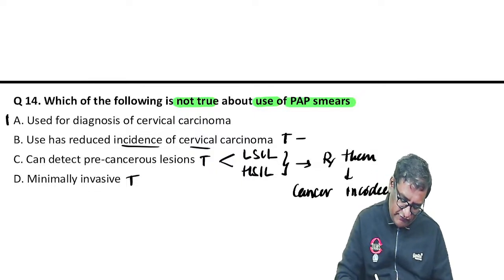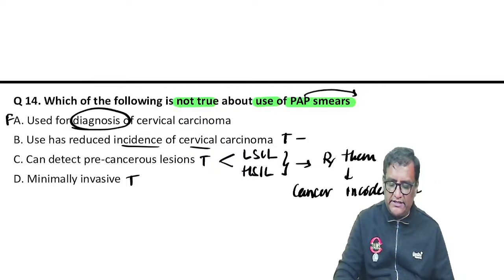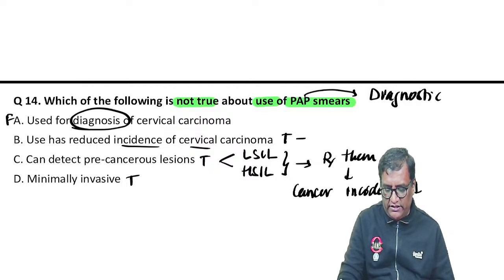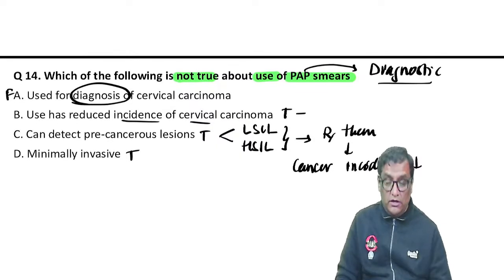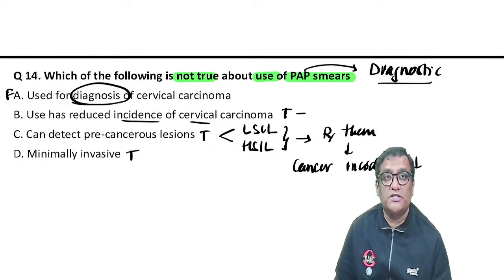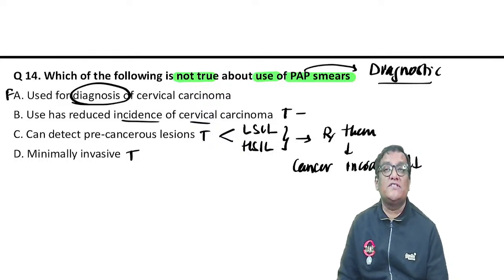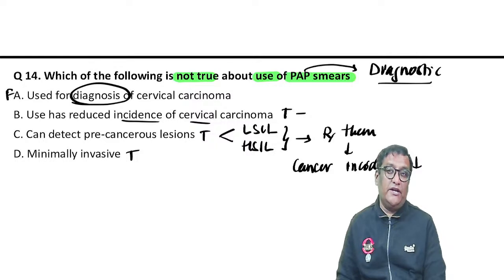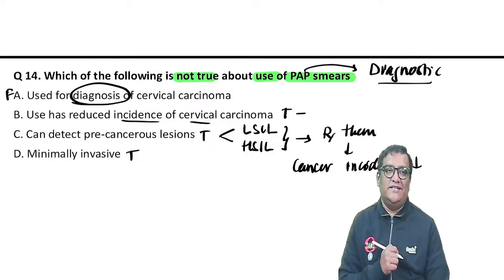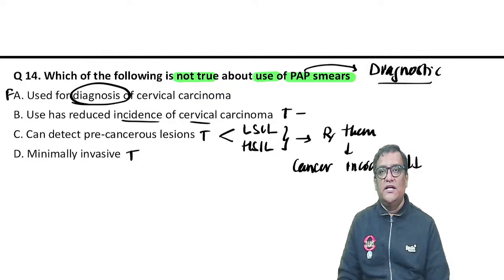Option A is false. Used for diagnosis, no. Pap smears or any cytological methods are not diagnostic. In fact, we have studied this in neoplasia. In neoplasia, we studied that none of the cytological methods are diagnostic; the diagnosis of cancer is histological or pathological. So Pap smears are not used to detect cancers primarily. They are used to detect precancerous lesions.